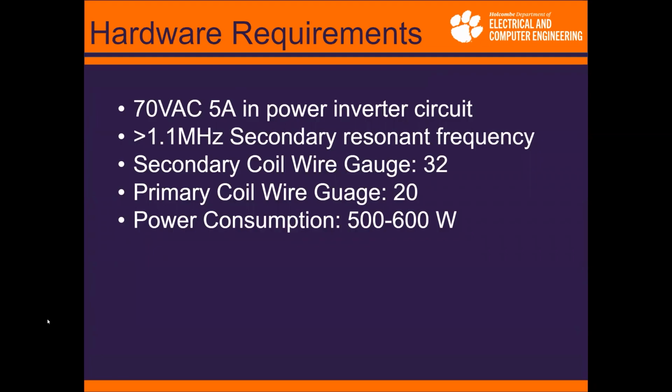The hardware requirements for our circuit were a 70-volt AC 5-amp power inverter circuit, around 1.1 megahertz secondary resonant frequency, a secondary coil wire gauge of 32 American wire gauge, primary coil wire gauge of 20 American wire gauge, and power consumption of 500 to 600 watts.